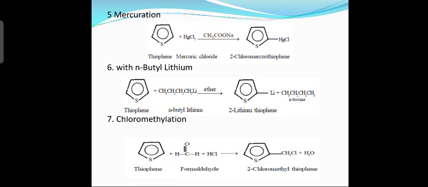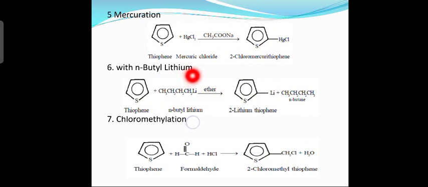Now next is mercuration. Mercuration is the reaction between thiophene and mercury chloride in the presence of sodium acetate. What do you get? 2-chloromercury thiophene. This is also similar to a furan reaction.